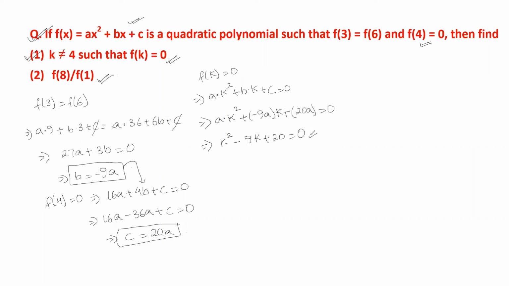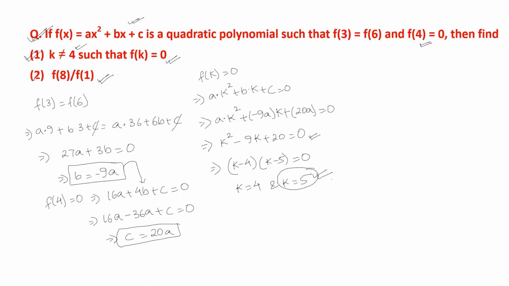Now, this is a quadratic equation and we can solve it to find the values of k. If we factorize this, then the two factors would be k minus 4 and k minus 5, and this would be equal to 0. So, the two values of k would be k equals 4 and k equals 5. But it has been given that k is not equal to 4. So, the possible value of k would be 5.